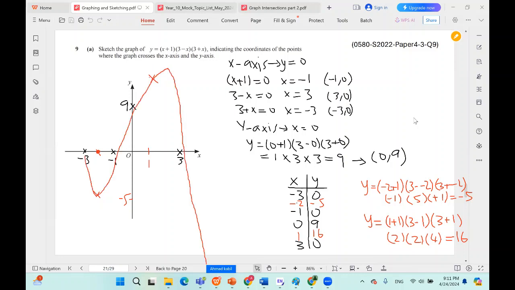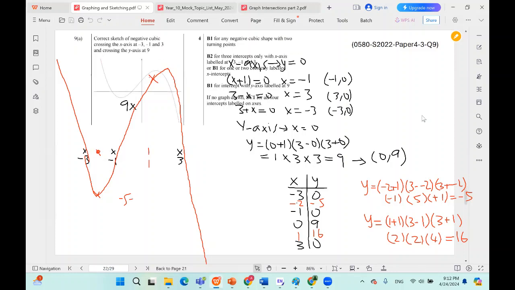And you can just extend it to look something like this. So our graph looks pretty much like the one in the marking scheme.